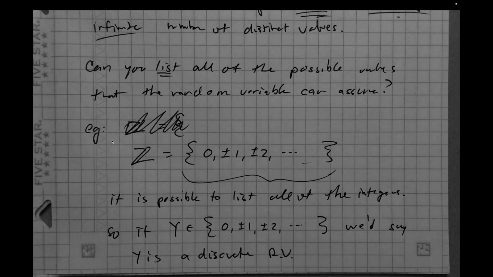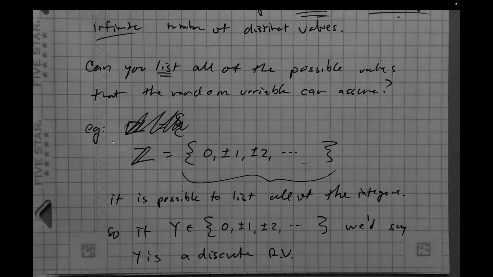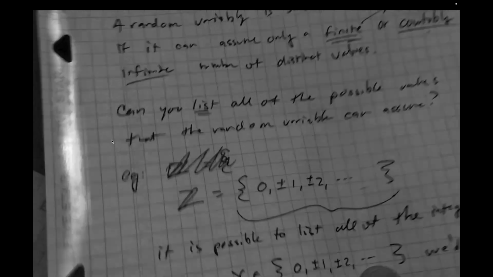Even the rational numbers, the set of all fractions, those are also a discrete set. So even though there's infinitely many of them and I can't explicitly write them all out, I can come up with a rule for how to write them out, i.e. I can list them. So that is what we mean by a discrete random variable. So anything that can be kind of listed.